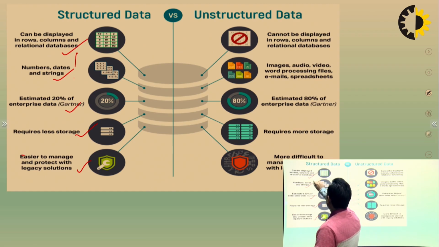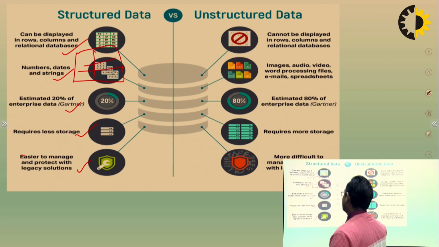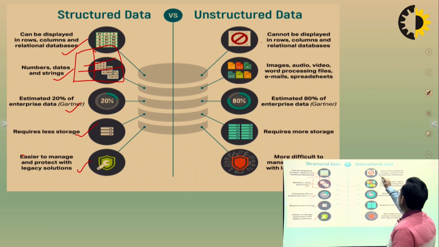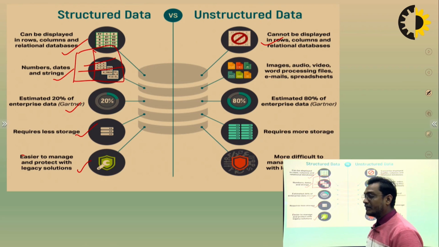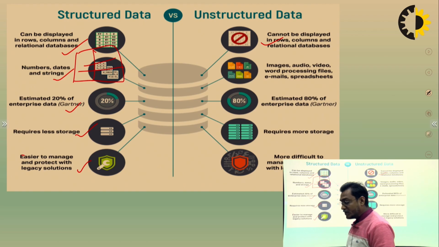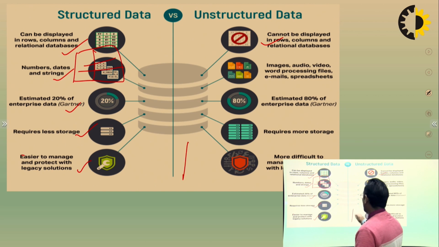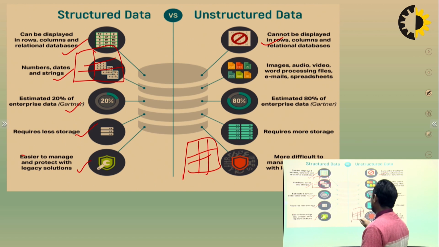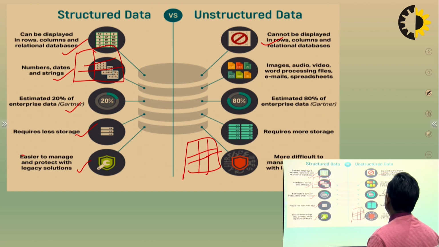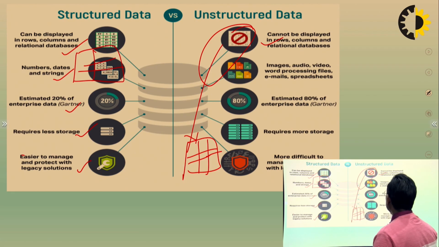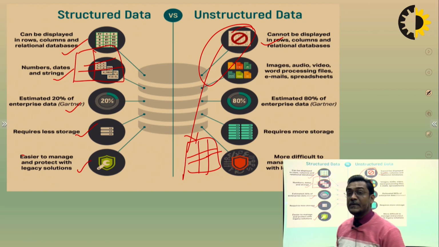It's represented in the form of rows and columns. That is structured data. If we talk about unstructured data, it can't be displayed in the form of rows and columns. It's not possible to represent unstructured data in rows and columns in tabular format. It's very difficult to identify and difficult to store in the form of a table. Images, audios, videos, word processing files, email, spreadsheets are the best examples of unstructured data.